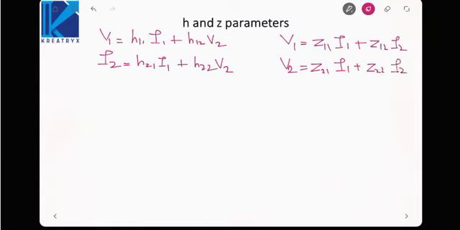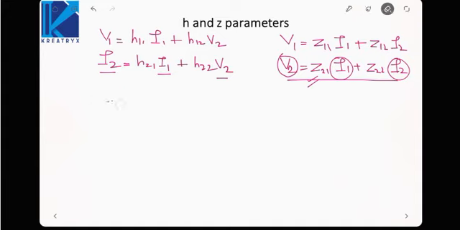Now suppose I want to express h parameters in terms of z parameters. If you observe this second equation, it is the relation between V2, I1 and I2. And if you see this equation, it has I2, I1 and V2, that means if we rearrange this equation, we can obtain the second equation of h parameters. So from this equation, with V2 given, I have to find out I2.